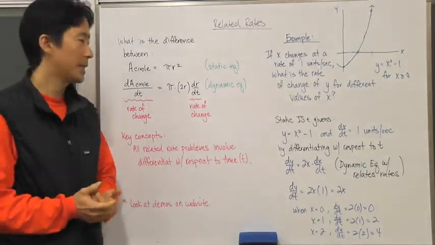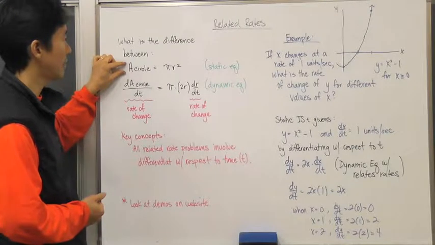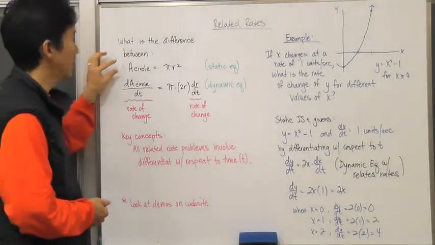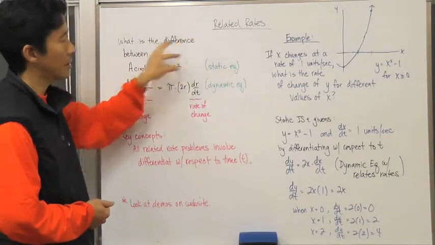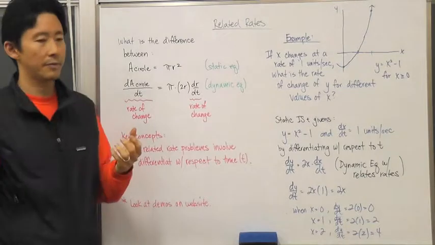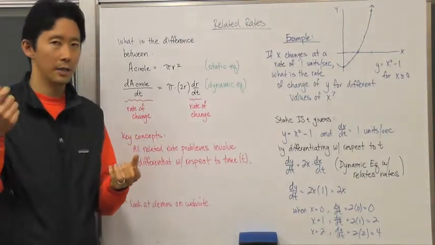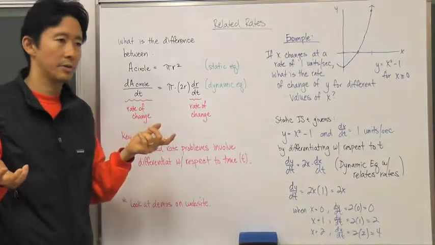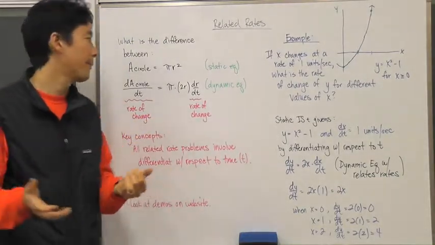Now, what we want to take a look at is that this right over here doesn't have any differentiation applied to it. So we're going to call that a static equation. In other words, if we substitute a particular value of r into this formula here, we can find out the area of a circle given that value of r.